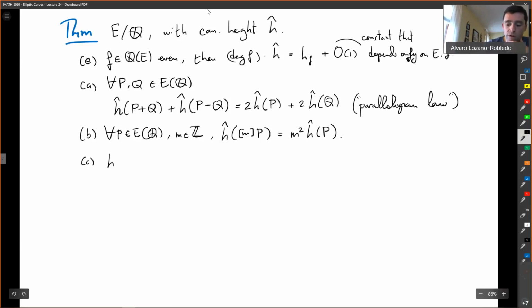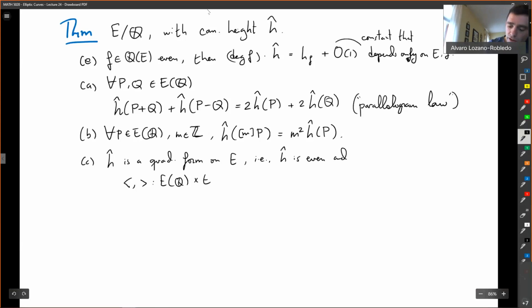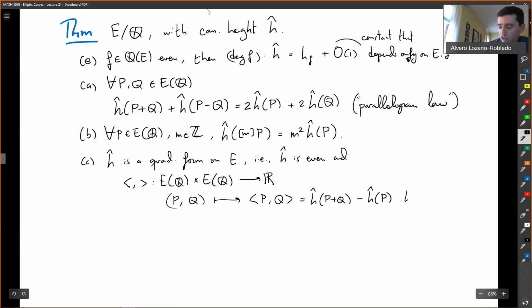And more impressively, h hat is a quadratic form on E, i.e. h hat is even, and the pairing that you get from E cross E to R given by (P, Q) goes to the pairing of P and Q, which is height of P plus Q minus height of P minus height of Q, is bilinear.